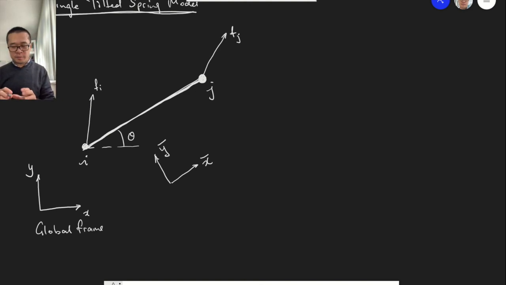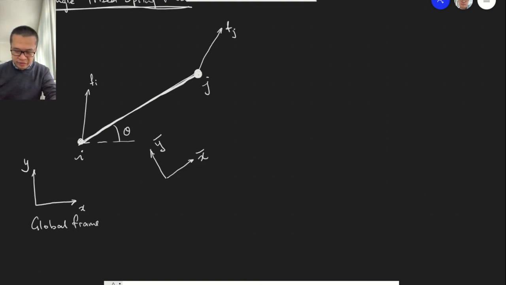Now be careful that I have made no assumption about the angle between Fi and this bar. So this angle here is not defined and it's not theta. It could be any angle, right? To solve this, we will also notice that I will have an associated deformation Ui along the same direction as Fi and Uj along the same direction as Fj.